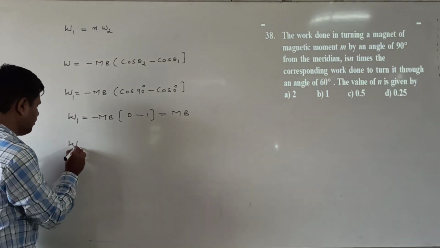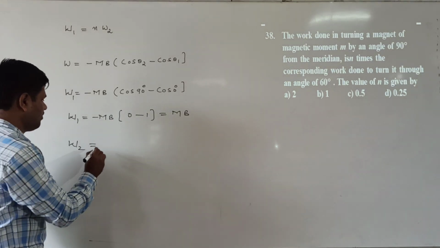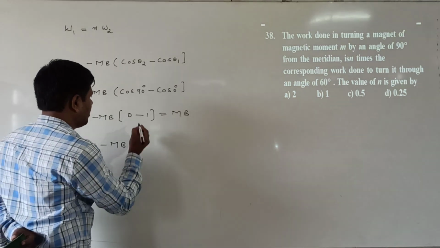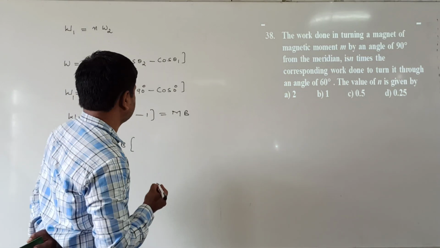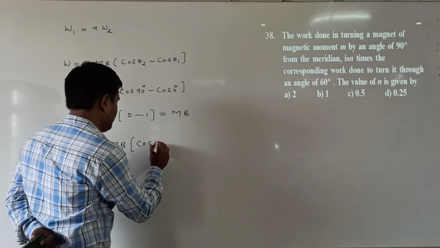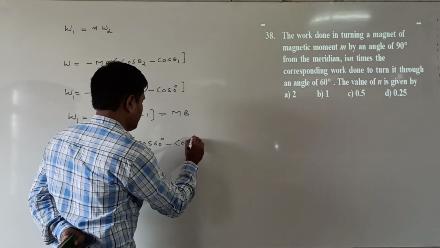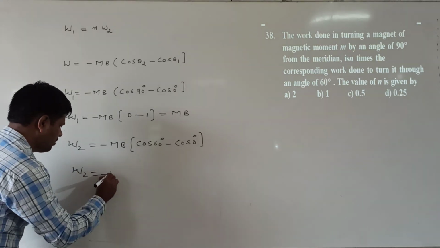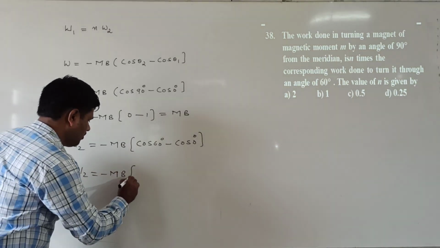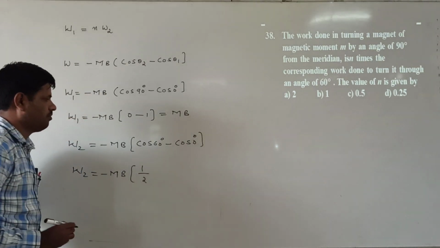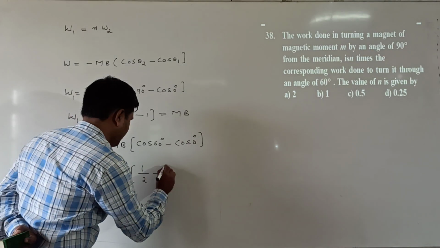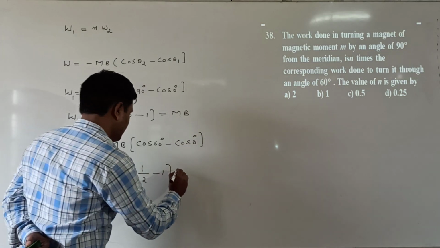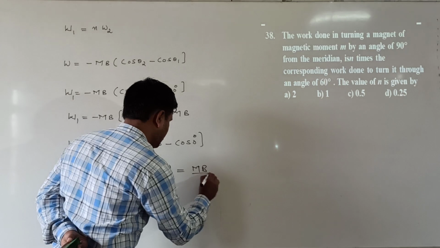Next we find the W2. W2 is equal to the same, minus mB into cos theta 2 minus cos theta 1. Theta 2 is equal to 60: cos 60 minus cos 0. The initial angle is 0 from the meridian. Now W2 is equal to minus mB into cos 60 value, which is 1 by 2, minus 1. 1 by 2 minus 1 is equal to minus 1 by 2. So the total value is equal to mB by 2.